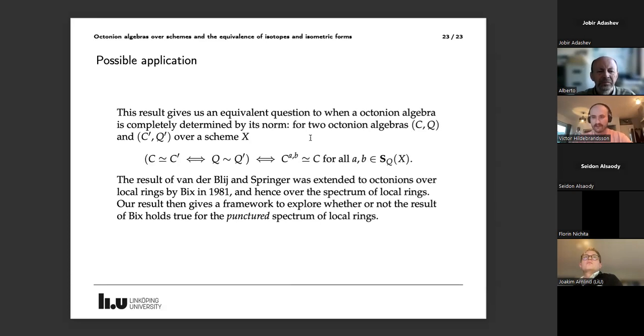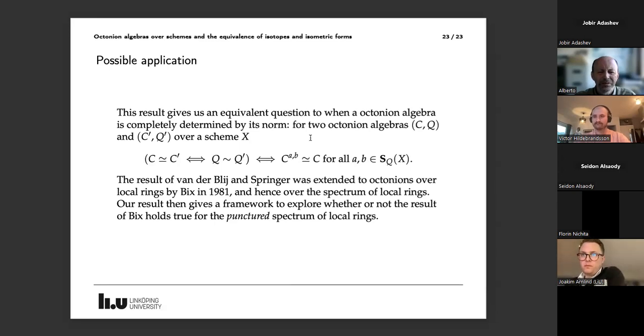And when this could be interesting is when looking at local rings. Octonion algebras over local rings are another example where octonions are completely determined by their norms. And this then gives us a framework to explore whether or not this is true for Octonion algebras over the punctured spectrum of local rings.